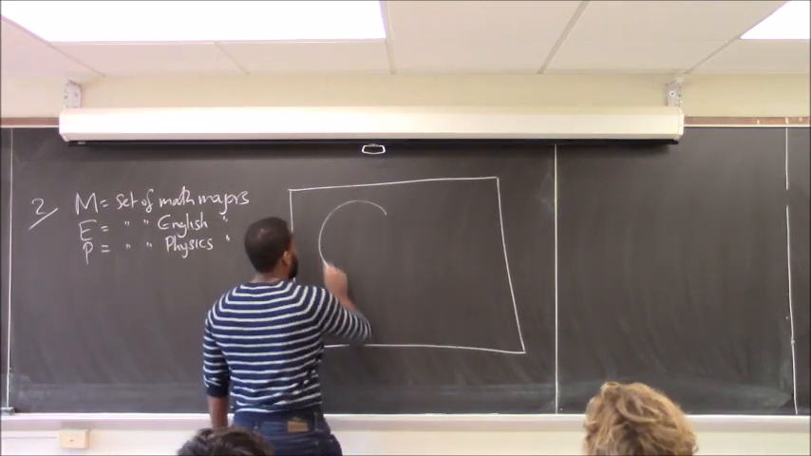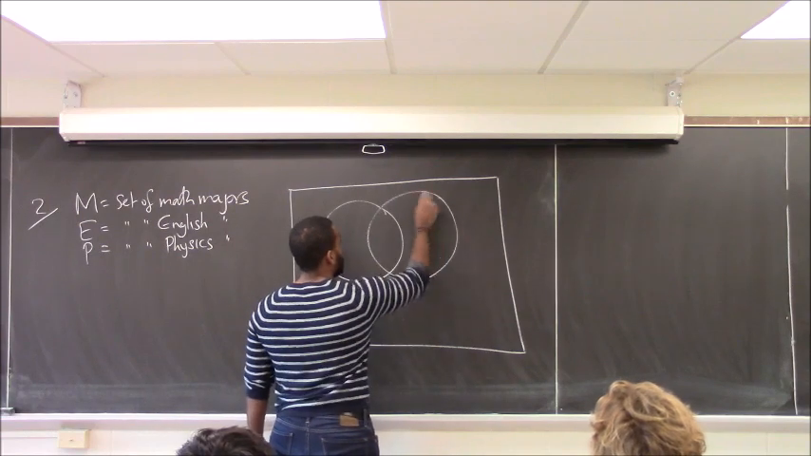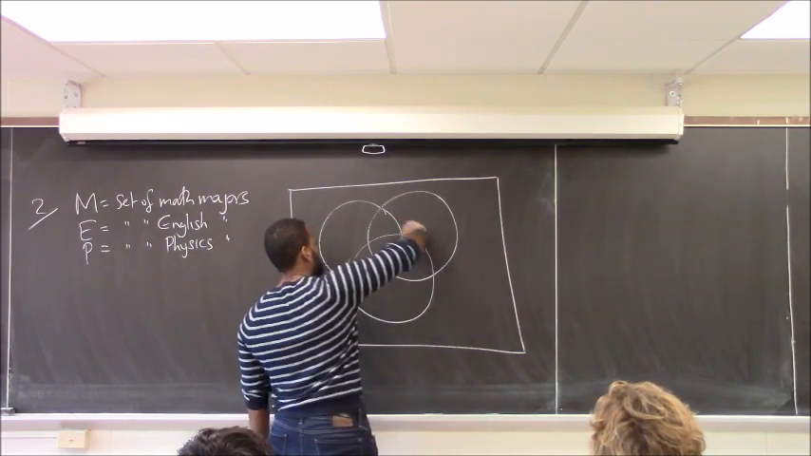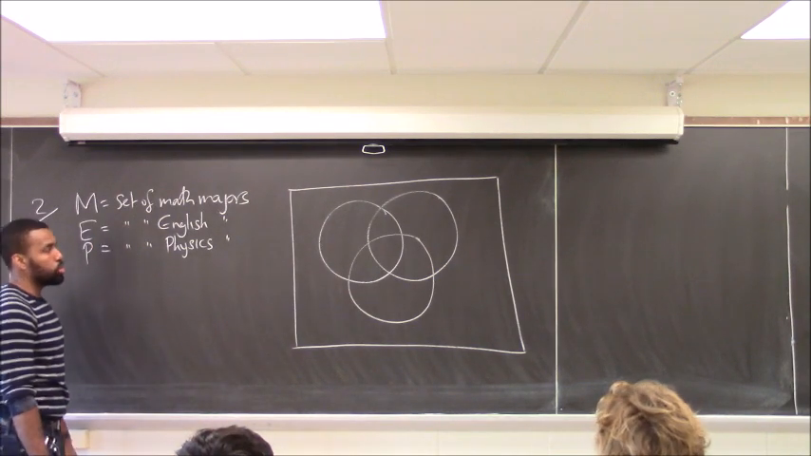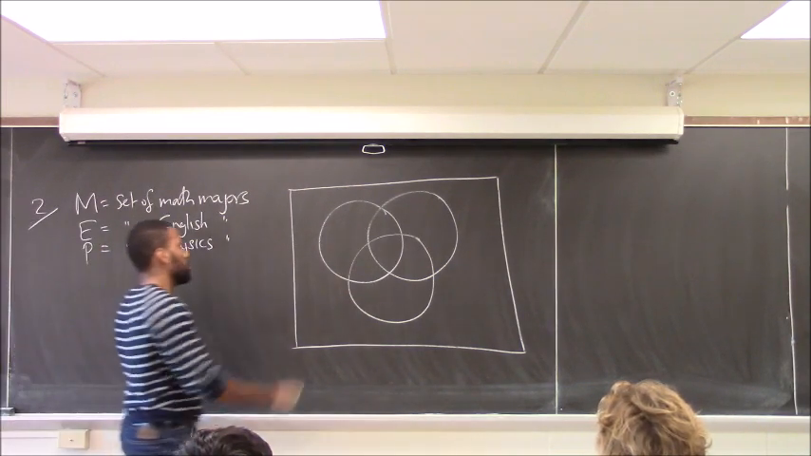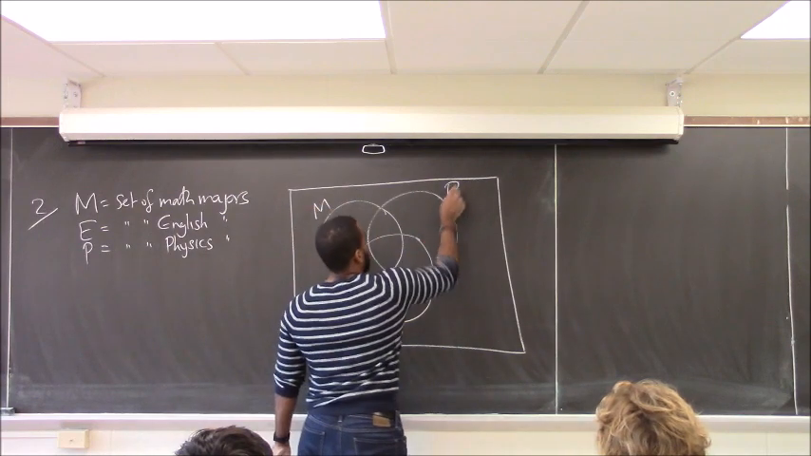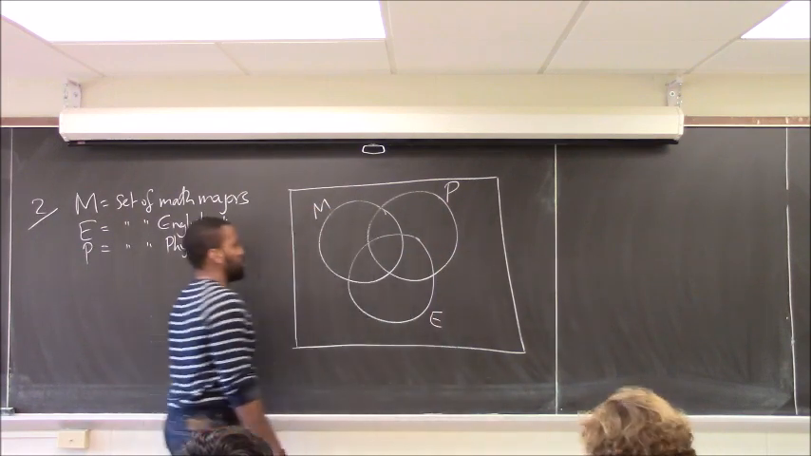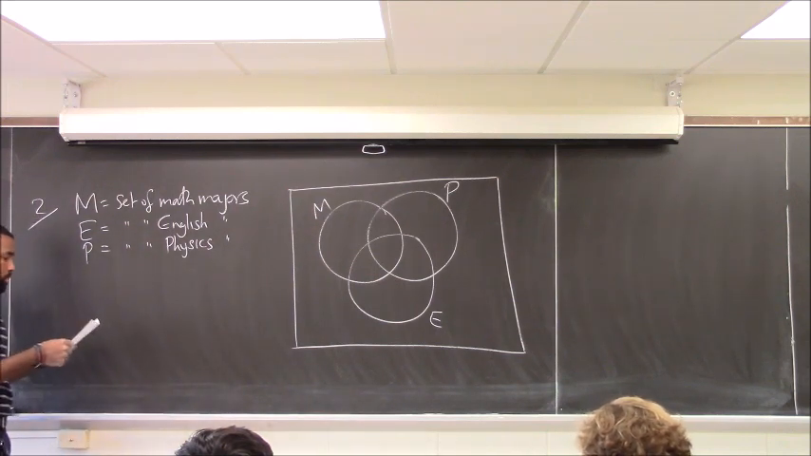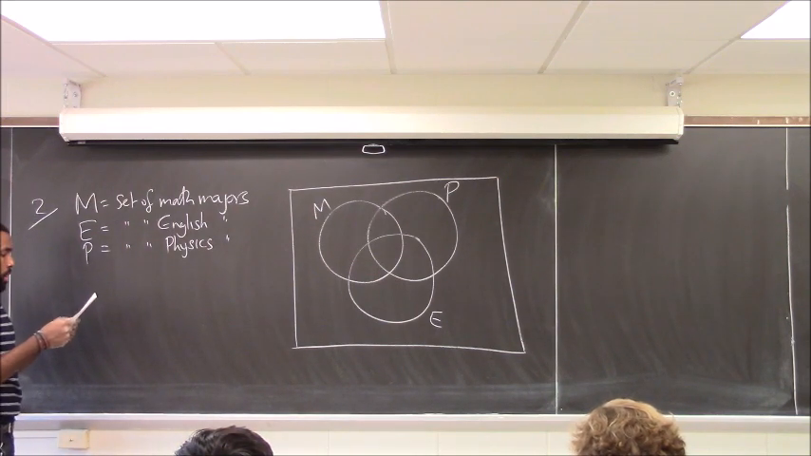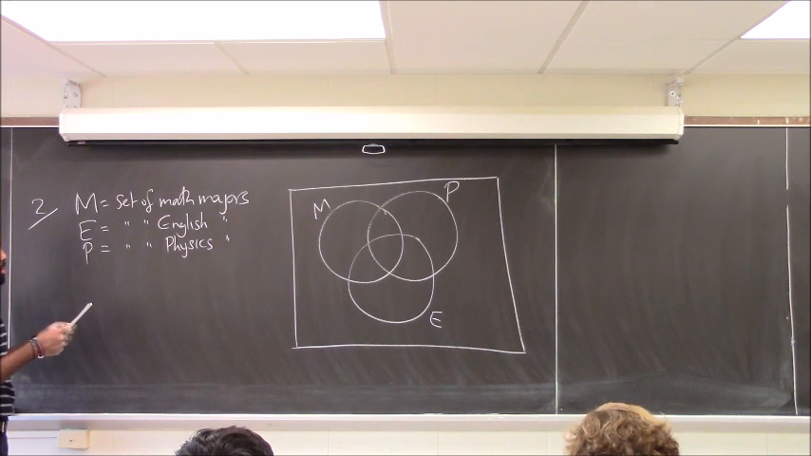3 overlapping circles, right? Because they can have multiple majors with what the problem said, so we want the most general situation where we must have a region where all 3 overlap and any 2 overlap, so that's the right way to do it. Math, physics, English. Okay. So now we start to fill it out. And again, filling it out from the region of most overlap is probably where you want to go first.